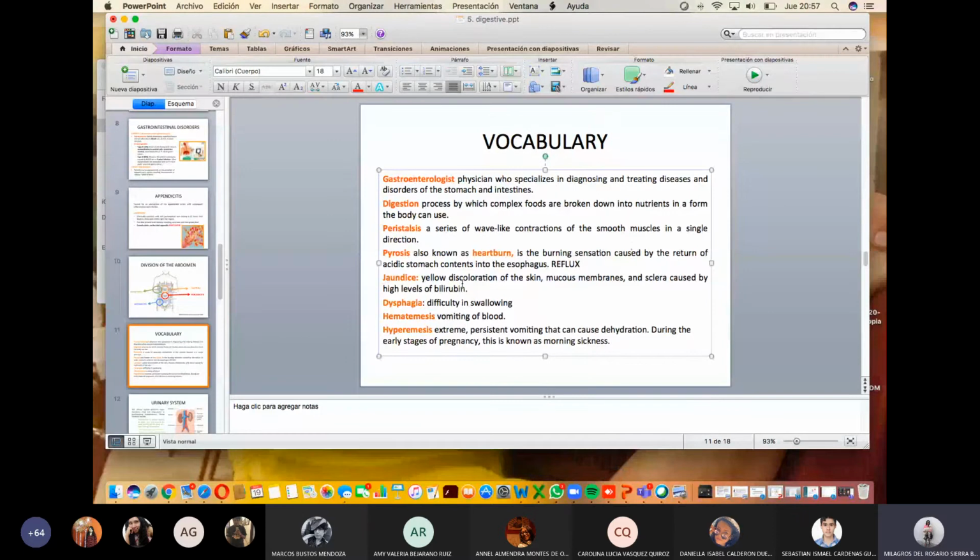And jaundice, I think we talked about this in class, the yellow discoloration of the skin. Dysphagia is when there's a difficulty swallowing. Hematemesis is when you vomit blood, and hyperemesis is when there's extreme persistent vomiting. Do you know what condition is related to hyperemesis? Can you think of one? Nadia?